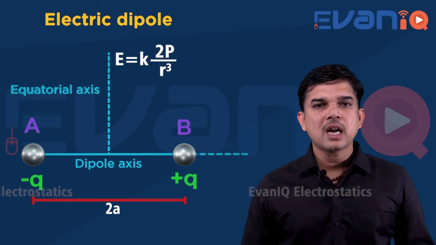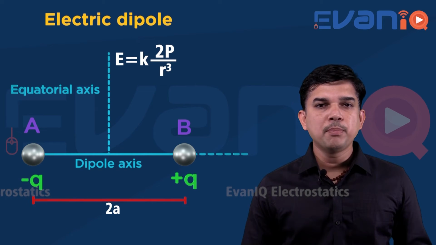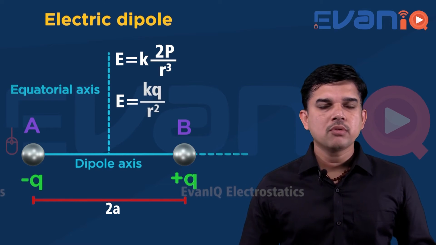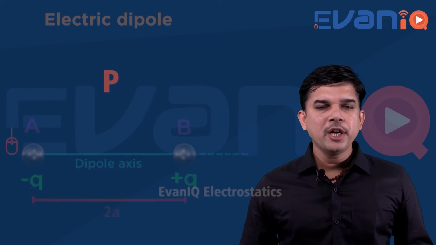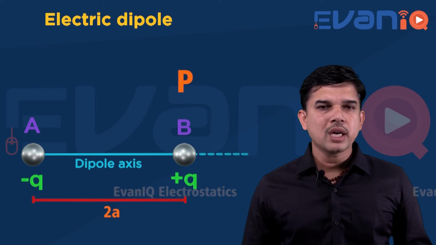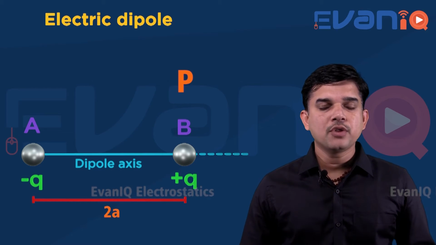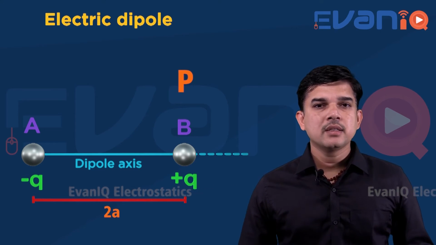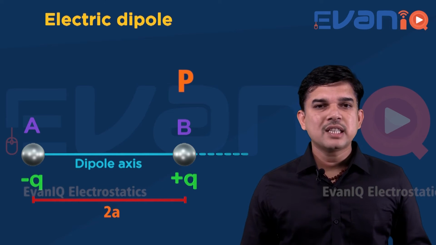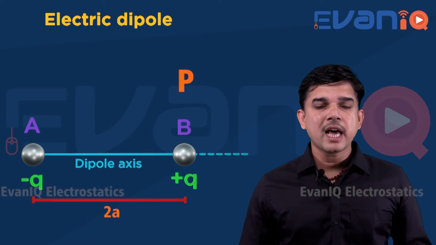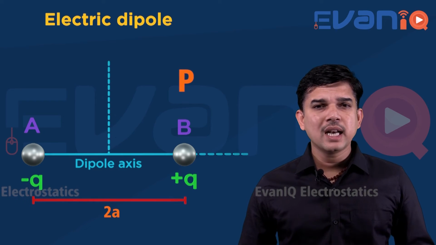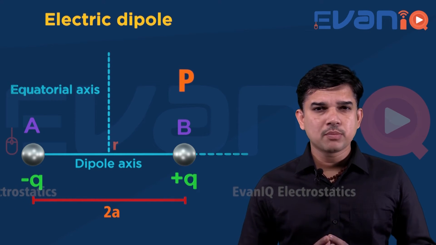First, we will start from the simple formula of electric field, that is equal to KQ by r square. Now, the point P is situated towards either the minus Q side or the plus Q side. You can take either example. In this case, our point is placed towards the plus Q side, and the distance between the two charges of the dipole is 2a. The distance of the point on the axial line from the center of the dipole is small r.